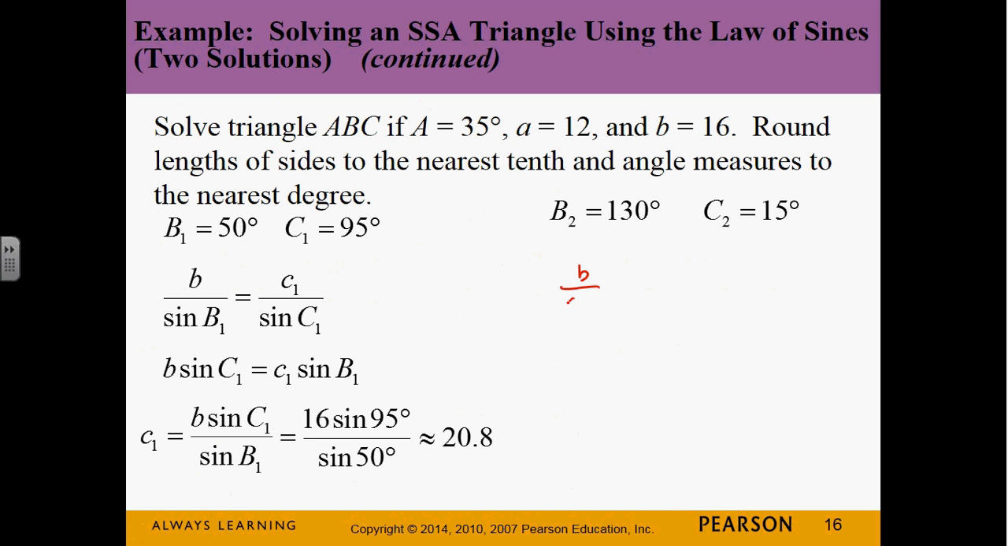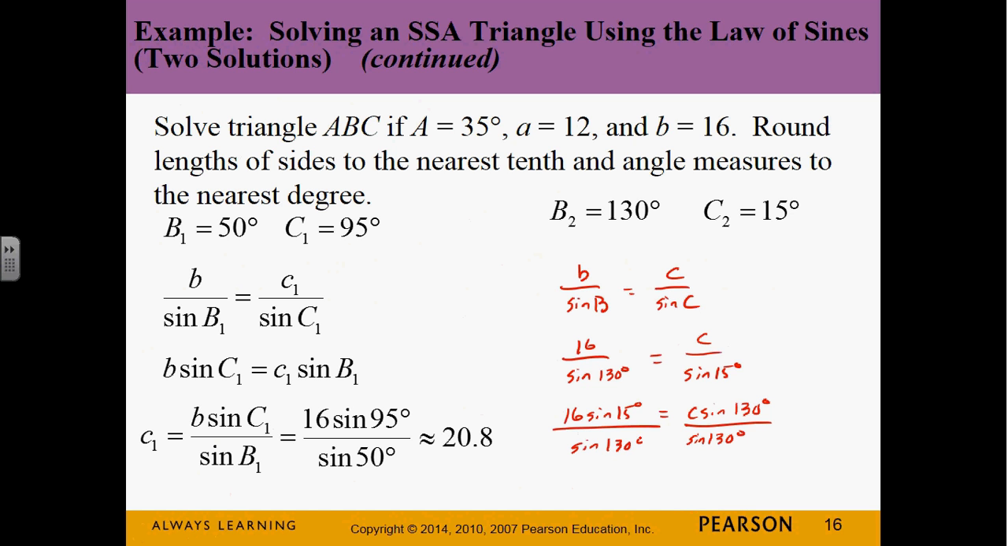Now, I'll work the other one out. Since B is going to be 130, we have 16 over sine of 130 equals c over sine of 15. We cross multiply: 16 sine 15 equals c sine 130, divided by sine of 130. We get that c equals 16 times sine of 15 divided by sine of 130. c is equal to 5.4.